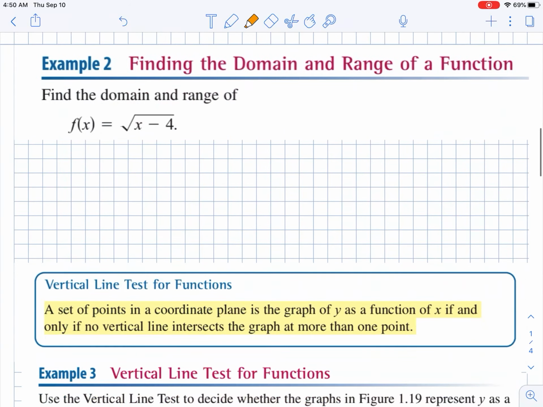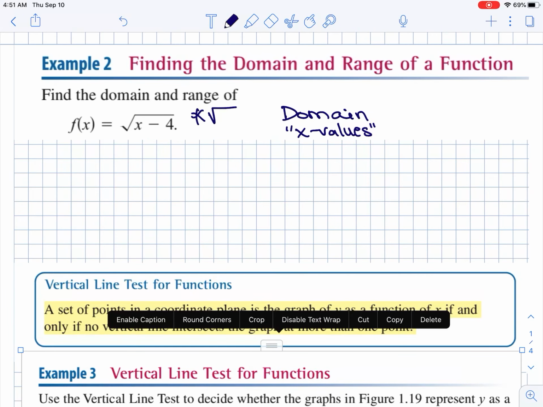Okay. Let's look at example 2. Let's find the domain and range of a function. So what if it's not being graphed? What if they're just giving it to us in function form? Remember that the domain is what our x values can be. We practiced this in our last homework, where we see that there's this root. And for a root, we know we can't have a root be a negative.